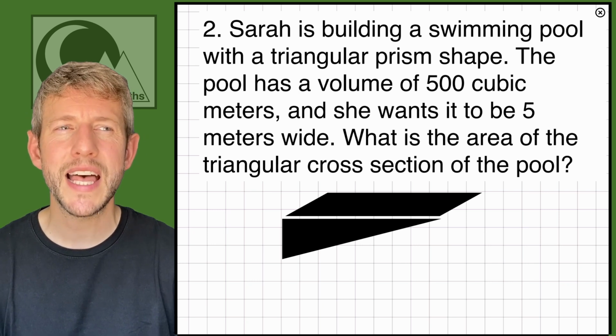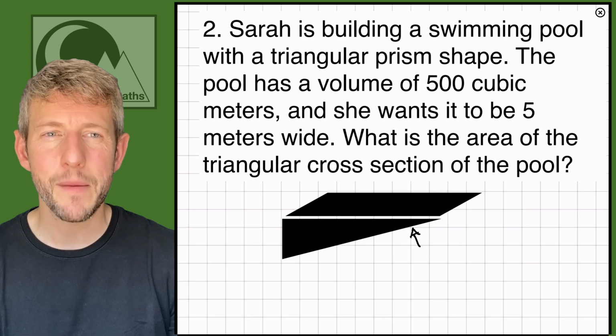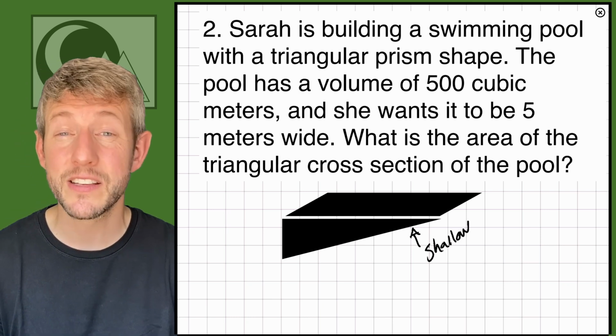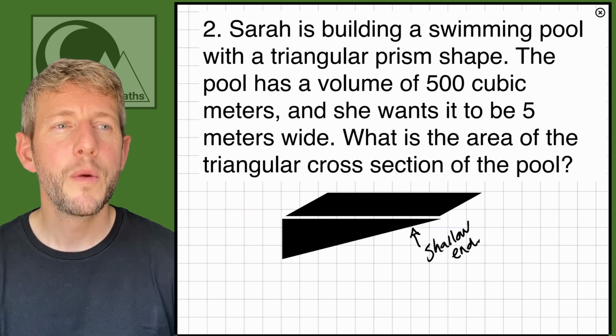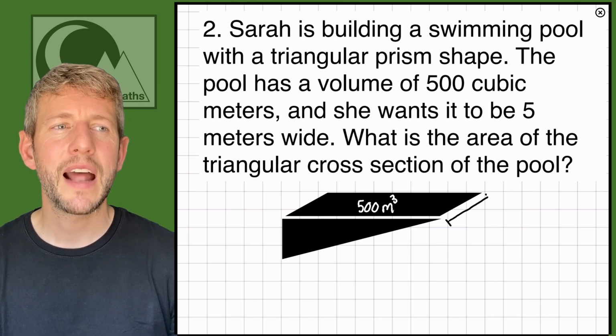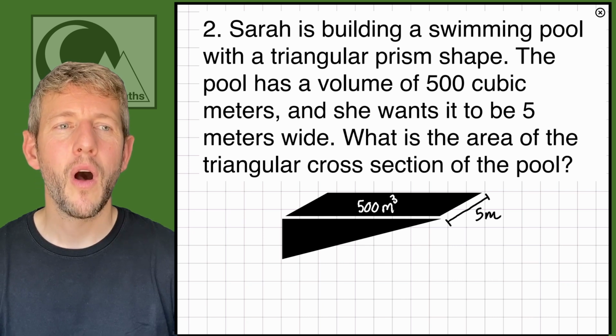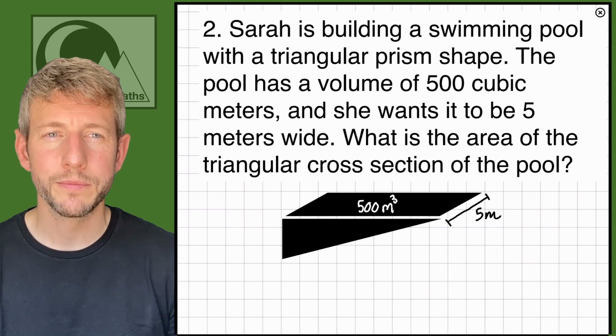And this time we've got Sarah is building a swimming pool with a triangular prism shape. Okay, that makes sense. Shallow end, deep end. I can see what she's talking about. The pool has a volume of 500 cubic meters and she wants it to be 5 meters wide. What is the area of the triangular cross section of the pool?